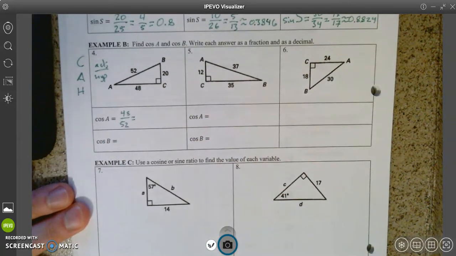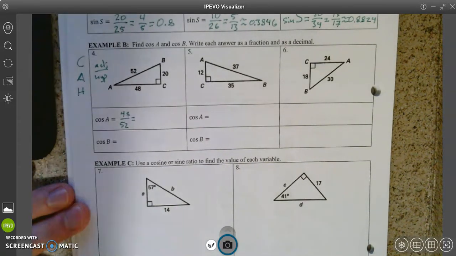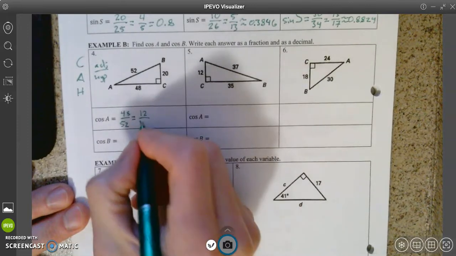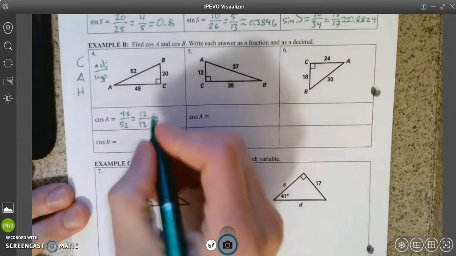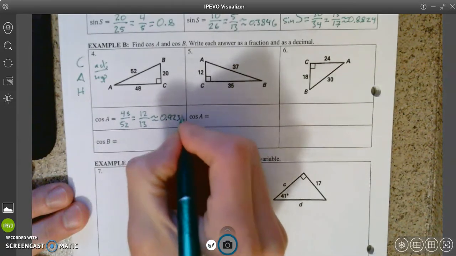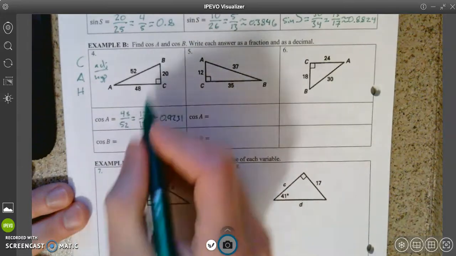4 goes into both of those. I don't know if there's any other number larger than that. I know 4 for certain. So 48 is 12, and then 13ths. So 12/13, and then 12/13 is approximately 0.9231.